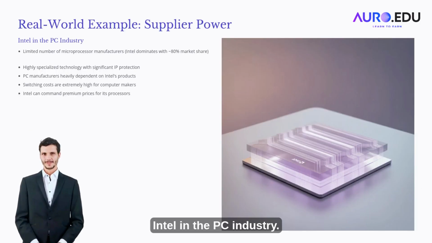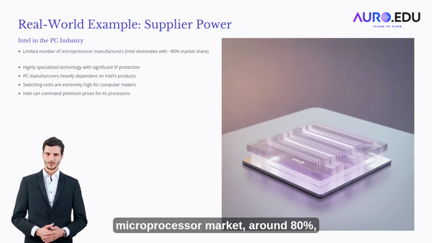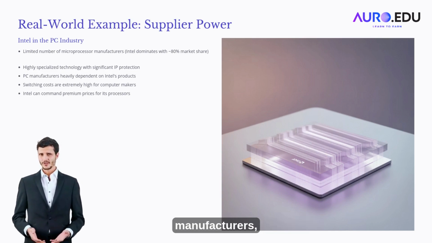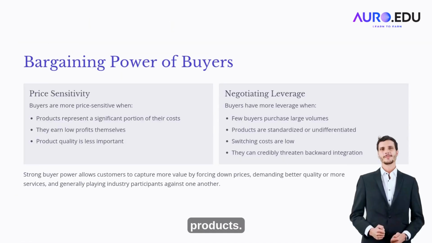Real-world example. Intel in the PC industry. Intel controls a large portion of the microprocessor market, around 80%, and has significant leverage over PC manufacturers, allowing it to charge premium prices for its products.